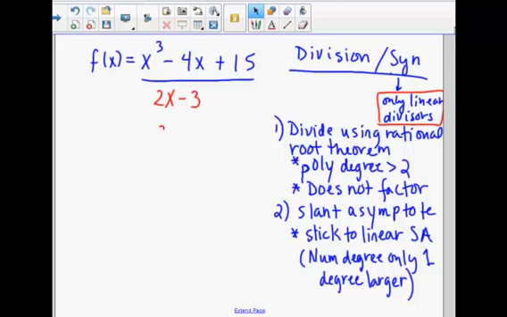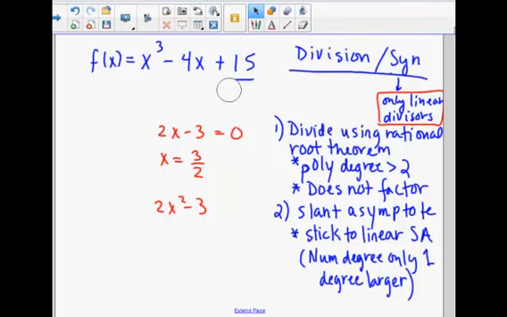You divide by the root. You don't divide by this factor, so you have to solve for x, and this is going to give you x equals 3 halves when you're done. And that would be what you would divide by. If your divisor was 2x squared minus 3, you can't use synthetic division. You have to use regular long division, okay?